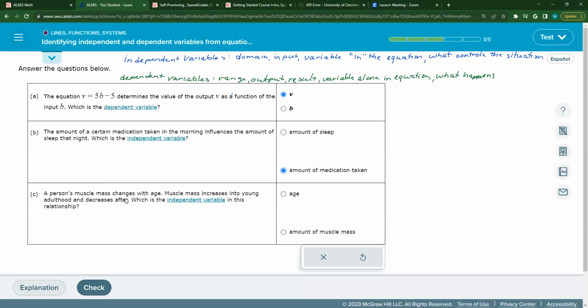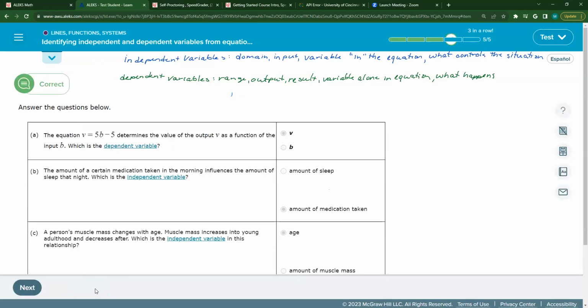A person's muscle mass changes with age. Muscle mass increases into young adulthood and decreases after. What is the independent variable in this relationship? So what's controlling the situation is the mass changes with the age. So the age is controlling the situation, and your muscle mass is the result of that. So the age controls the situation. We will check this answer and we are good for this topic.